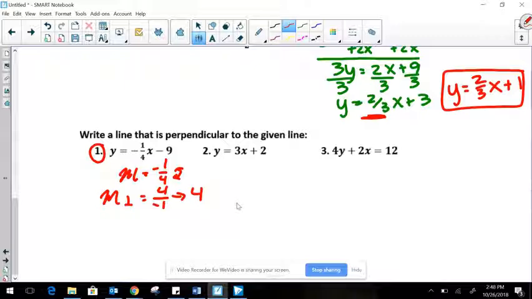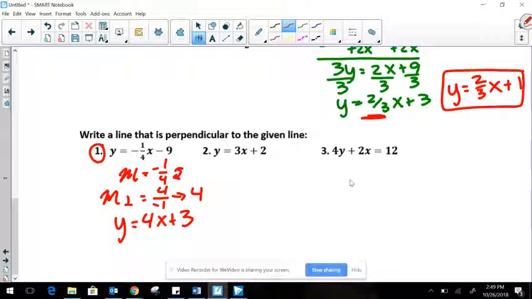I need to plug that slope into my y = mx plus b format. So 4 times x, and then whatever intercept I want. I'll say plus 3. I'm just picking a random number. So I know that this equation and this equation are perpendicular because their slopes are opposite reciprocals of each other. For number 3 here, you'd have to solve for y first, then find your perpendicular slope to write your equation.